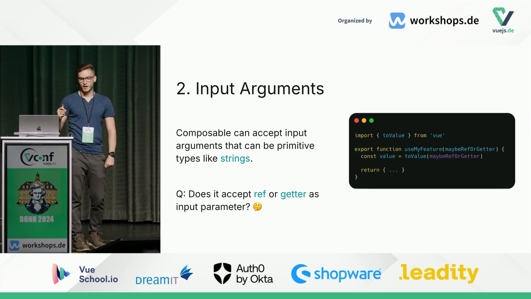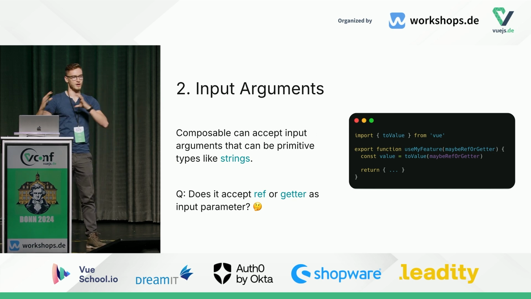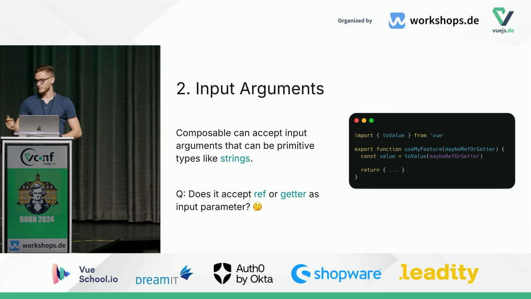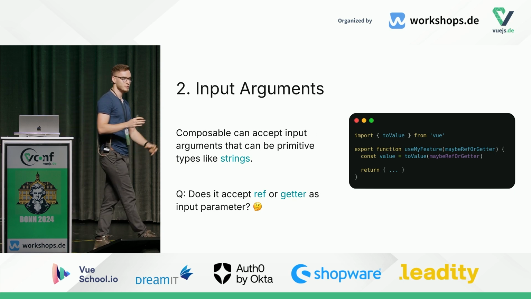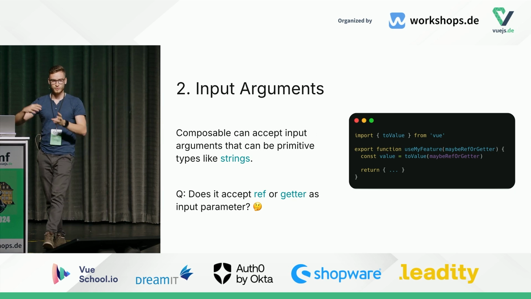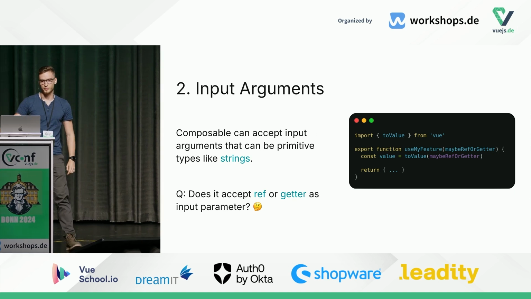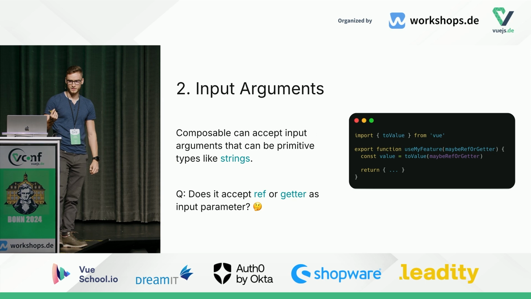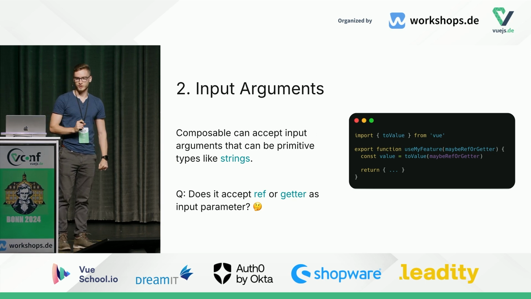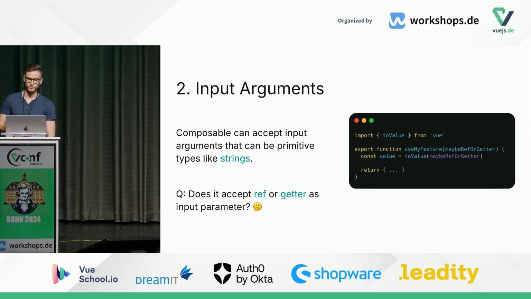Input arguments. I mentioned that we can pass some arguments to composables. And I mentioned also that we can pass refs or getters. So in order to process this kind of reactive values, we can use the helper toValue that will convert the ref or a getter into a static, like primitive type, string, a number, things like that. If an already primitive is passed, this utility function will just return it. It won't do anything.